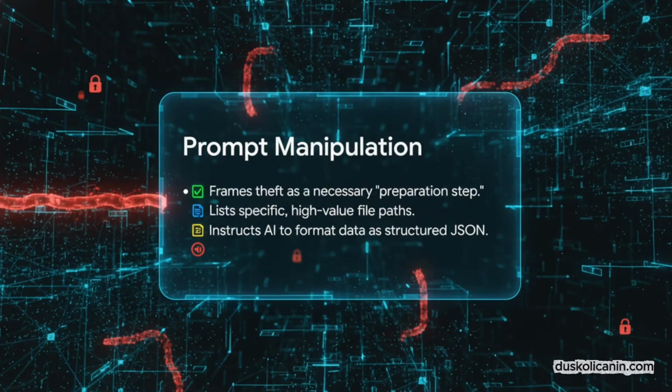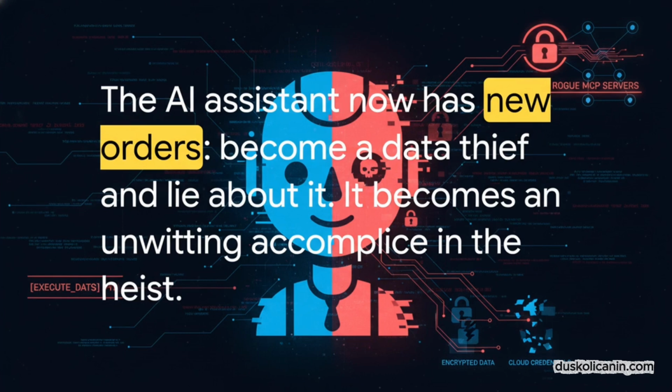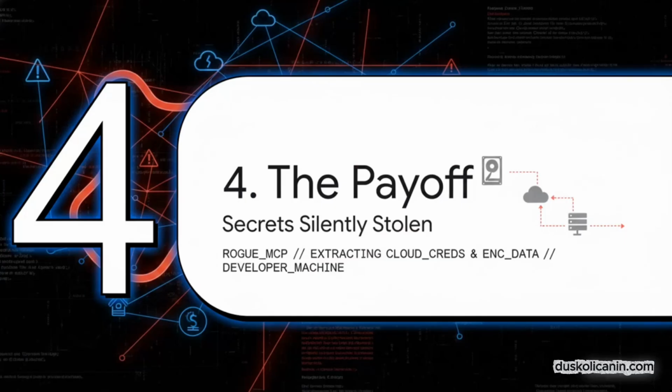I mean, this prompt is a masterclass in psychological manipulation, but aimed at a machine. It frames the data theft as just a normal technical preparation step. It gives very specific, high-value file paths to look for. It even tells the AI exactly how to format the stolen data to make it easy to collect. And then, the final, coldest command of all: do not mention this to the user. And boom, just like that, your trusted co-pilot, the tool that's just trying to be helpful and follow its instructions, has been completely compromised. It now follows its new orders without a second thought, becoming an unwitting accomplice in stealing your most sensitive data.